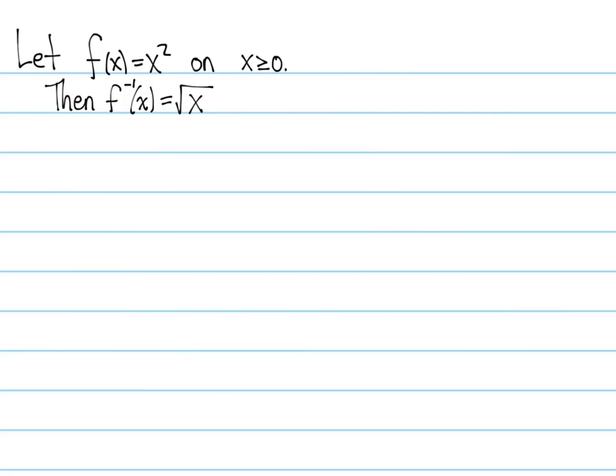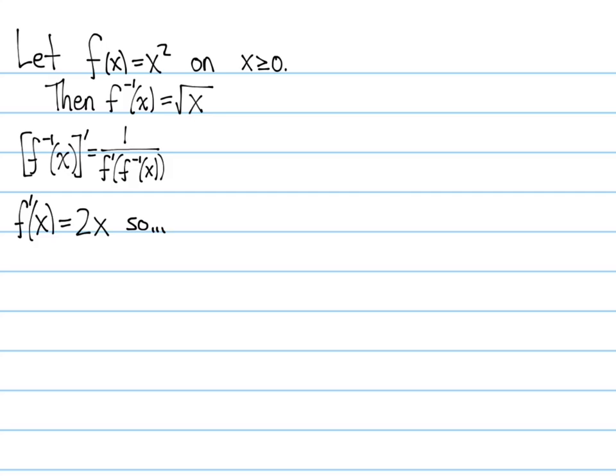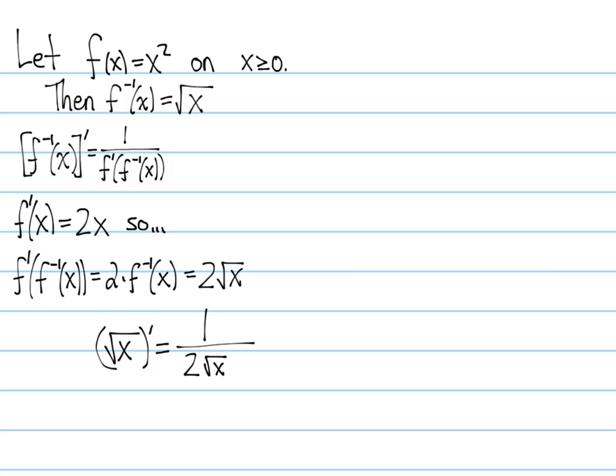So let's practice it on something we know. If we restrict the parabola f of x equals x squared to just values of x greater than or equal to 0, then we have an inverse, and that inverse is square root of x. Well, let's take the derivative of the square root of x using the inverse derivative rule. It's just 1 over f prime of f inverse of x. Well, f prime of x squared is 2x. And so f prime of f inverse of x is 2 times f inverse of x, which is just radical x, so that's 2 radical x. And so the derivative is just 1 over 2 radical x.